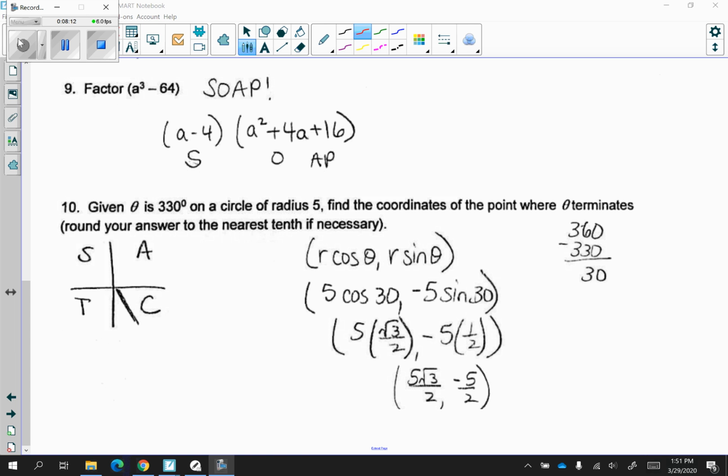And I do have to figure out which quadrant I'm in. 330 degrees is in fact in the 4th quadrant, which means cosine is positive, but sine is negative. R cosine theta, comma, R sine theta. My radius is 5, so that's R. 5 cosine of 30, comma, negative 5 sine of 30, because remember we're in the 4th quadrant where sine is negative. Cosine of 30 is radical 3 over 2. Sine of 30 is 1/2, multiply, and I get 5 radical 3 over 2, comma, negative 5/2.